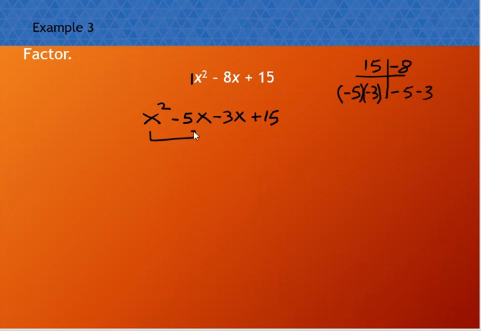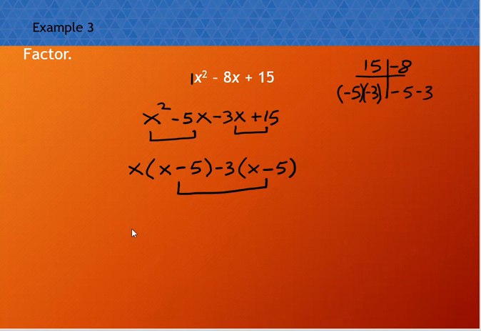Group the first two, and we can see that we can factor out x. So we get x minus 5 after we factor out x. Again, x times x is x squared, and x times negative 5 gives us negative 5x, so that's correct. In the second one, we can factor out negative 3, so that gives us also x minus 5. So here, we can factor out x minus 5, and after we do that, we get x minus 3.